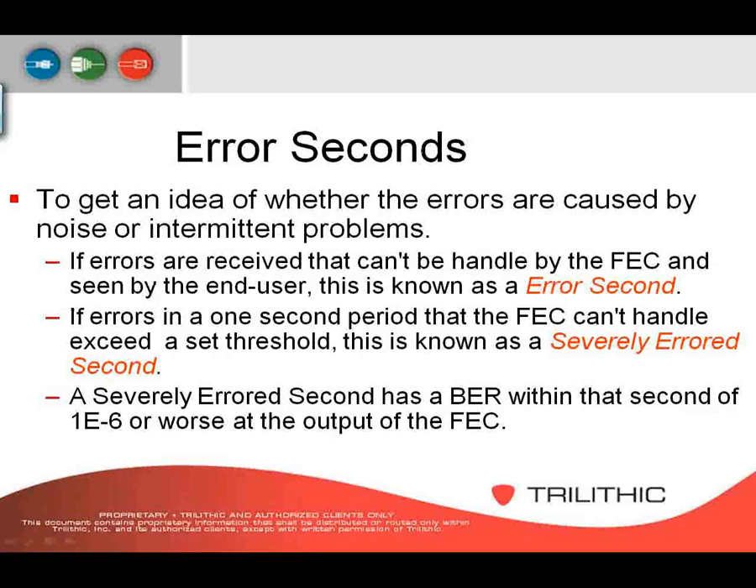So you'll also see errored seconds, to get an idea of whether the errors are caused by noise or intermittent problems. If errors are received that can't be handled by the forward error correction and are seen by the end user, this is known as errored seconds. If there are errors in a 1 second period that the forward error correction cannot handle, these are considered severely errored seconds. Those would be like lost packets, packets that could not be interpreted properly, or individual symbols that fell outside of the decision boundaries.